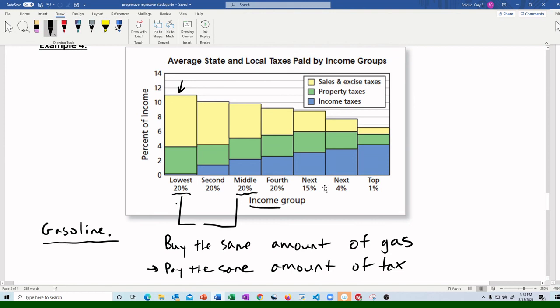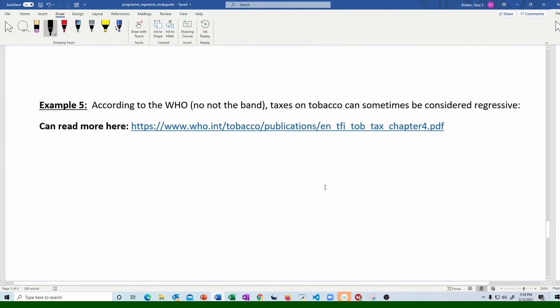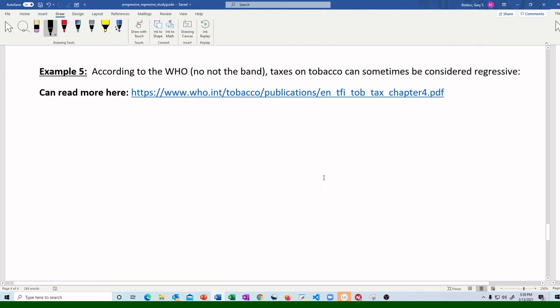Okay, so then lastly, we have another example here, and I just wanted to give you something to look at, and some of you might be more interested in this. You could dive in more. Example 5, according to the WHO, not the band, right, the World Health Organization, taxes on tobacco can sometimes be considered regressive. And so here's a link. You can read about this a little bit more. It goes into more than just that, but you can Control F for regressive and just go look at what they talk about there. So what does this mean to be regressive?